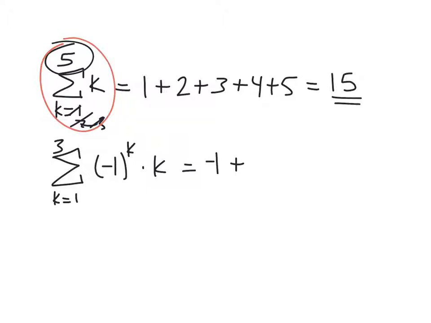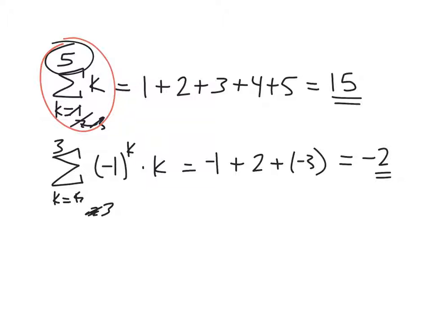Then the next time, this is a 2. Negative 1 squared is positive 1 times 2, which is 2. Then the next time we're at value 3. Negative 1 to the third is negative 1 times 3, so that'd be plus negative 3. So this whole value here has a sum of negative 2. And that would be the value for that sigma notation.